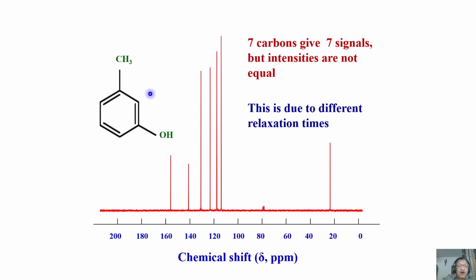So how fast the signals from each of these carbons come back to thermal equilibrium defines the relaxation time T1, and they are not the same for all the carbons. They are different for different carbons for various reasons. The relaxation mechanism is different for each carbon. As a consequence, what happens? You will not get peaks of identical intensity.